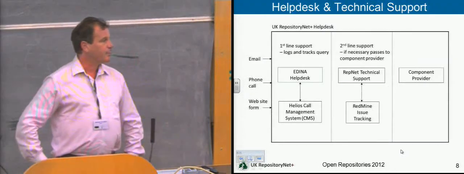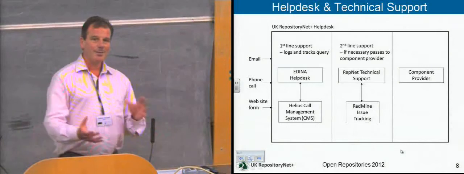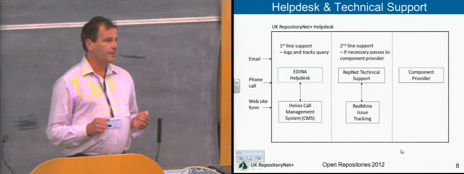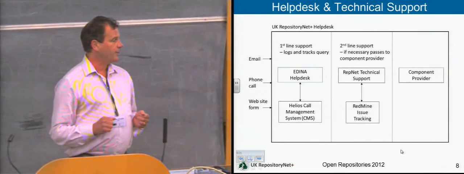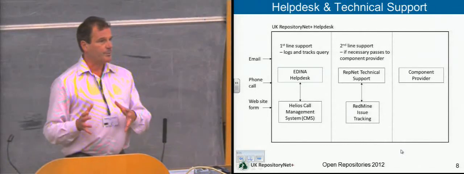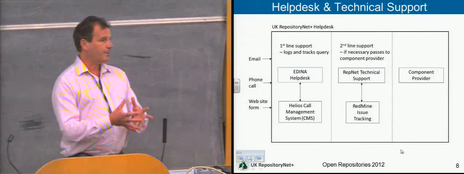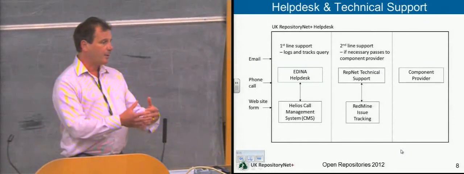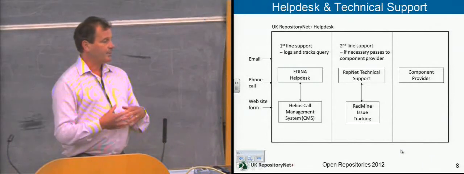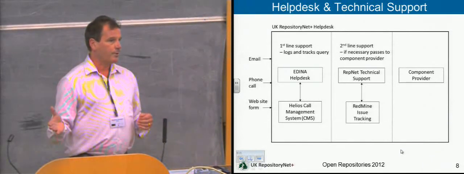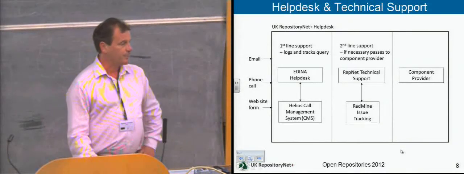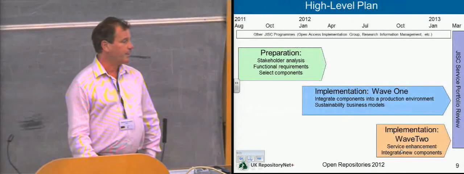The help desk and support, that's kind of the social side of the infrastructure. We provide that through the EDINA help desk. So we log all of our calls that come in using the Helios call management system. We have technical support, so issues are logged into Redmine for bug tracking, issue tracking, and new suggestions for new services. And we also work with our component providers as a third level of possible support. So there's a good infrastructure in there to help people out.